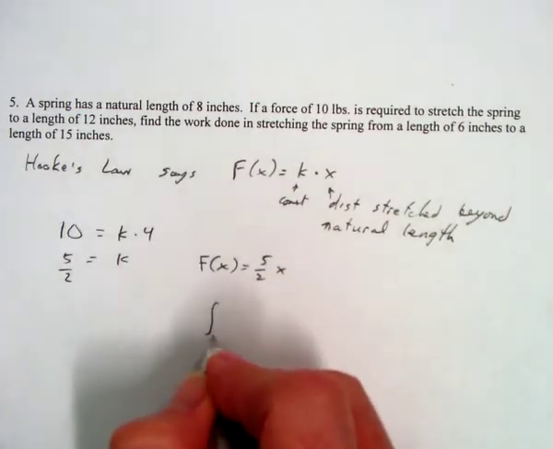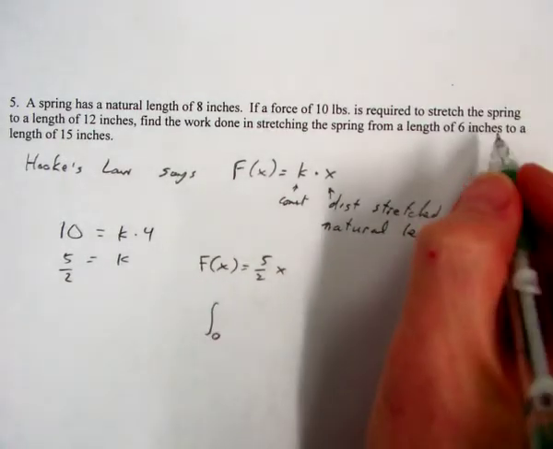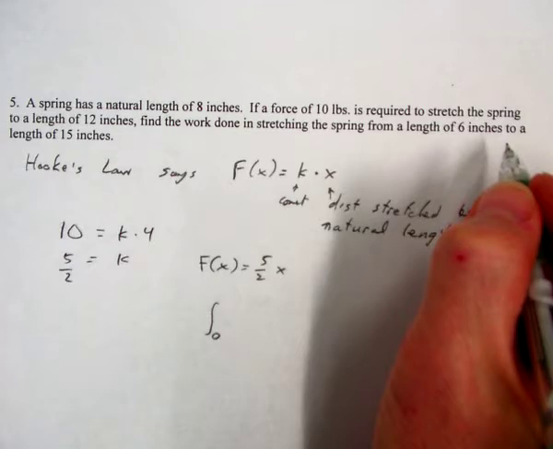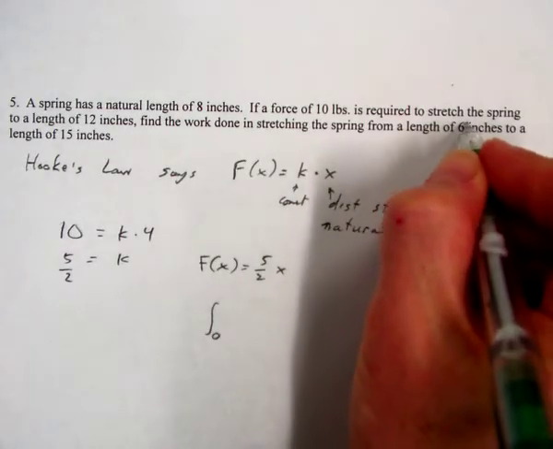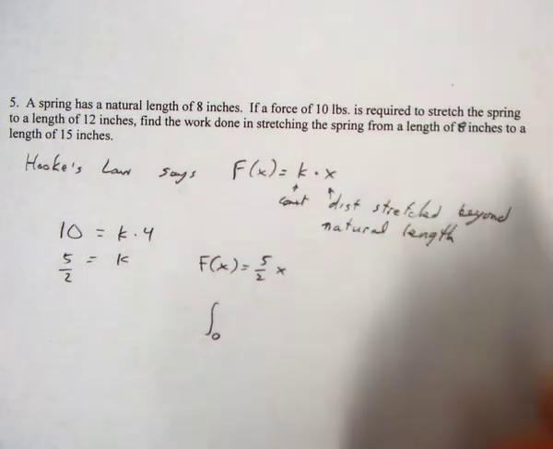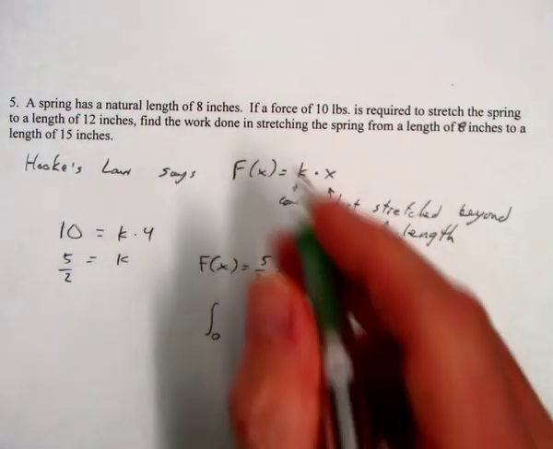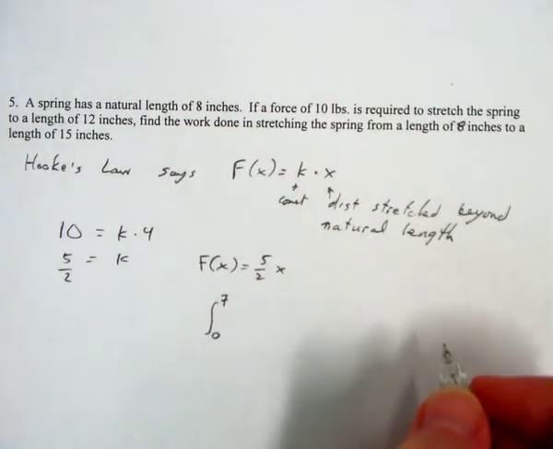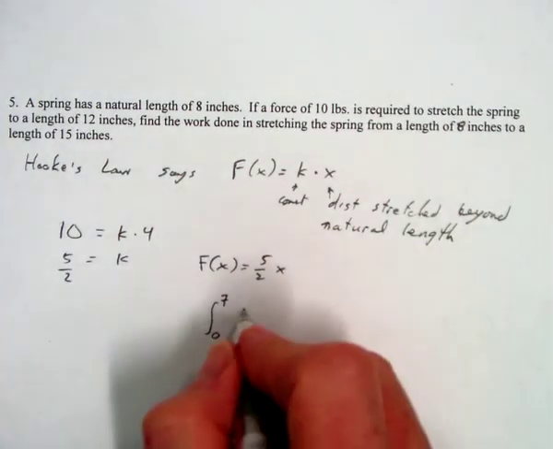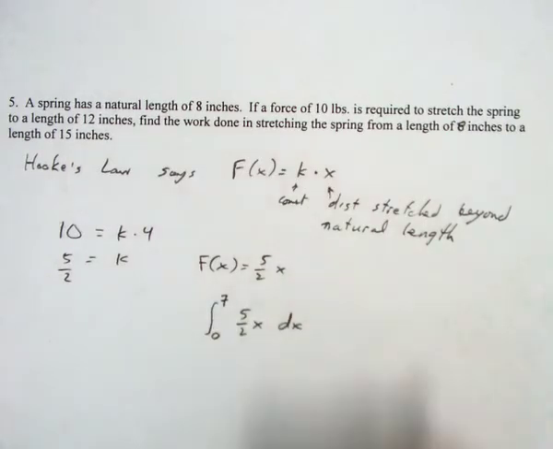So we'll come and say, starting at 0, sorry, that's a typo. That should be from a length of 8 inches to 15 inches. So we're starting at 8 inches and we're going to 15 inches. So in other words, it needs to stretch out 7 more than its natural length. And then we have 5 halves x dx.